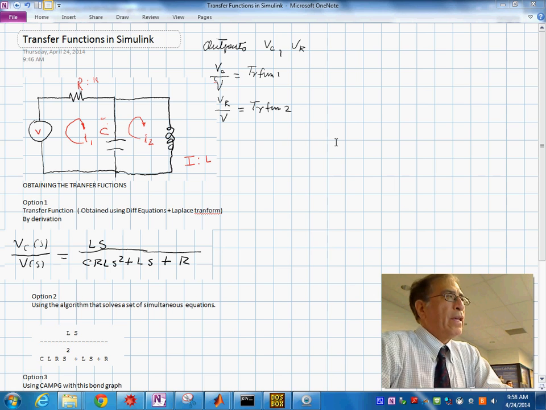So the plan is to go over the different ways that we obtain the transfer functions, and then see how we can use these transfer functions in Simulink. So that's one alternative: if you have the transfer function, then handle that in Simulink. The other alternative is to have CAMG directly generate the transfer function in Simulink, and those would be the two objectives that we have. So let's get started here.